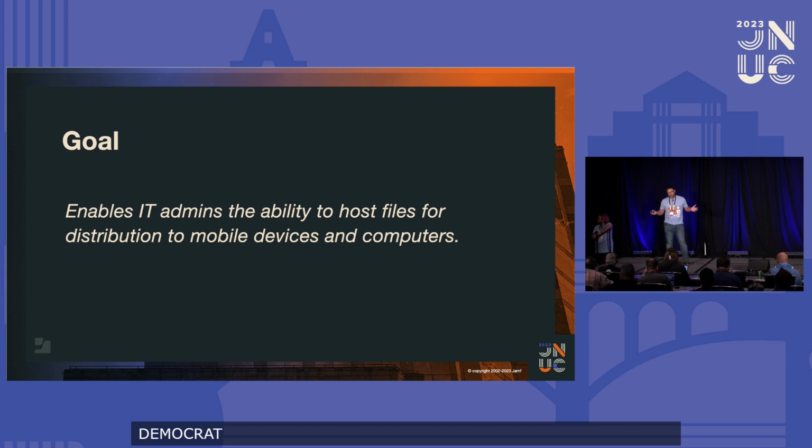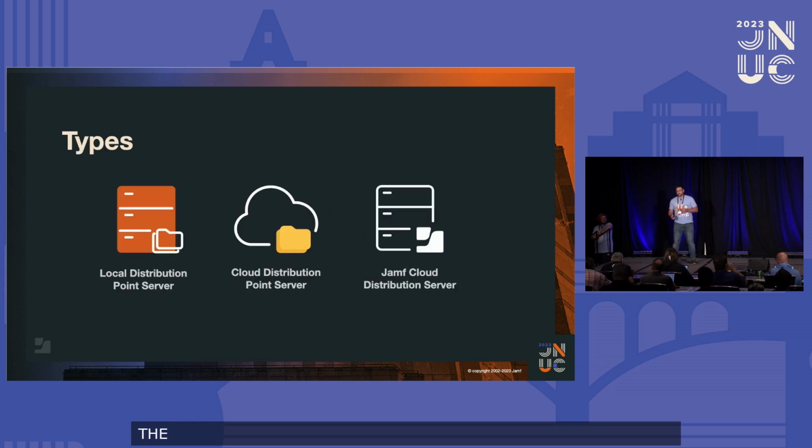So what is a distribution point? It's all about enabling the IT admin the ability to host files for distribution across their fleet of mobile devices and computers. When we get into the different types of distribution points, Jamf enables IT admins with multiple options. The IT admin can have a local distribution point, like an SMB share. Jamf also supports a variety of third-party cloud distribution points as well: the AWS S3 integration, Rackspace, and Akamai NetStorage. These types of DPs are available whether your Jamf environment is hosted in the cloud or on-prem.